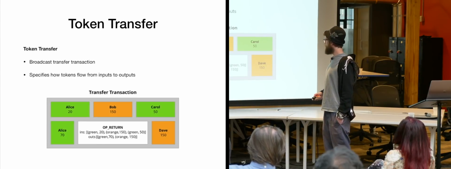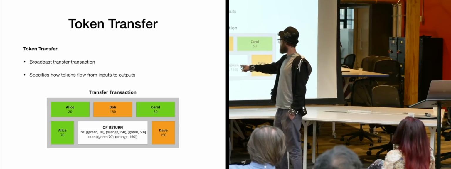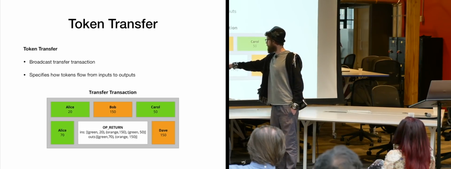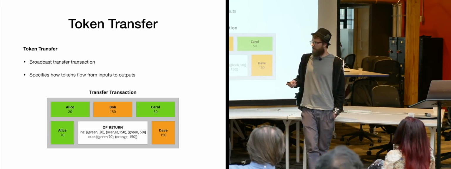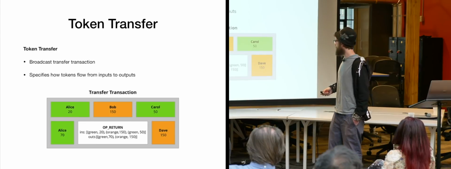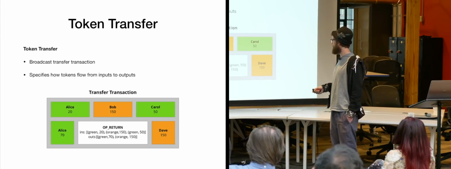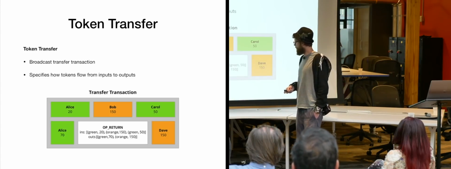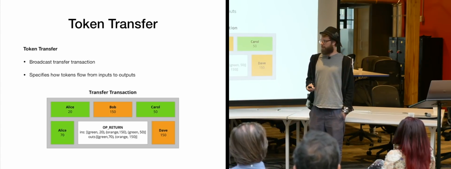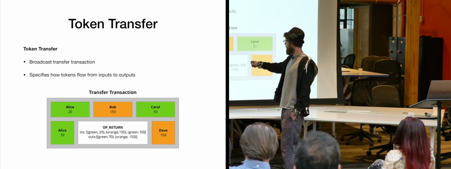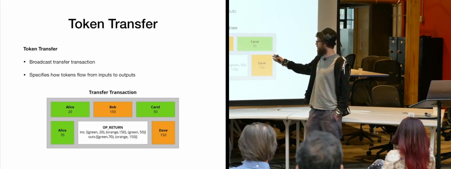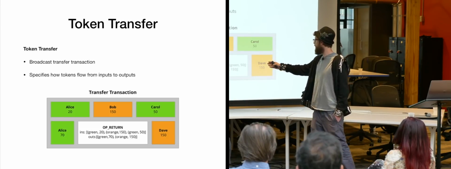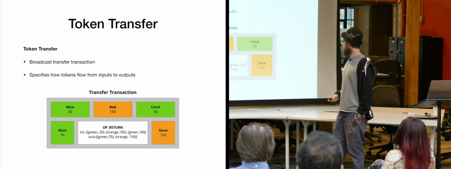Just to make this a little easier to read, what it says is that the first input contains 20 green tokens, the second input contains 150 orange tokens, and the third input consumes 50 green tokens. Then the second line specifies how they flow to the outputs, and you can all read that all the green tokens go to Alice in the first output, and all the orange tokens go to Dave in the second output.